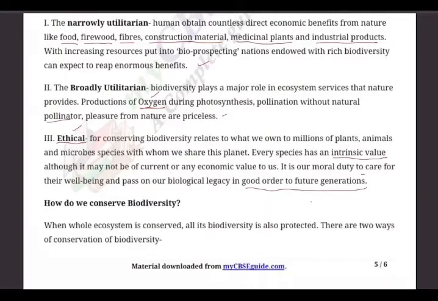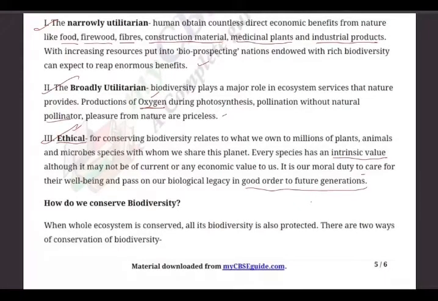And then causes for biodiversity losses. We have been discussing the evil quartet, that is habitat loss and fragmentation, the first evil; second evil, over-exploitation; third evil, alien species invasion; and fourth, co-extinction. These are the four evil quartets that are responsible for biodiversity losses. And basically, biodiversity is to be conserved for three reasons: narrowly utilitarian, broadly utilitarian, and ethically utilitarian.